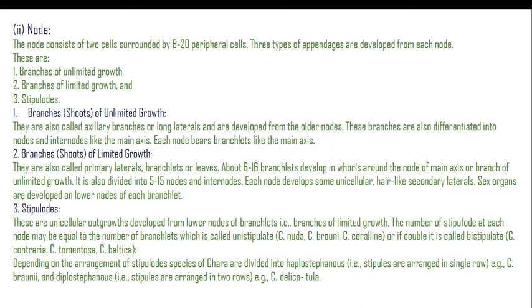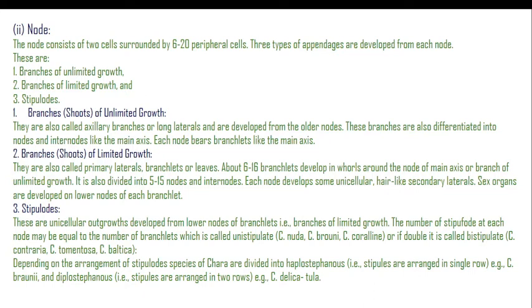So the branches which possess unlimited growth are the long elongated shoots, and they are also called axillary branches or long laterals, which are developed from the older nodes. These branches are also differentiated into nodes and internodes like the main axis, and each node bears branches like the main axis, while the branches of limited growth are also called primary laterals rather than axillary branches.